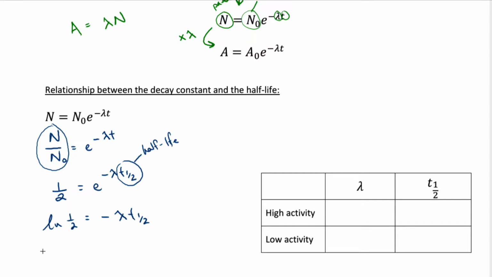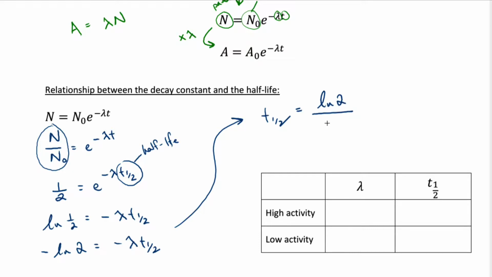We can kick down the negative, so ln 1/2 is equal to negative ln 2. And continuing algebraically, we can solve, and we get that the half-life is equal to ln 2 divided by lambda. The half-life is equal to ln 2 divided by the decay constant. Now, ln 2 is approximately equal to 0.693, and thinking of it that way might help you remember that even though there's letters here, it's not a variable.